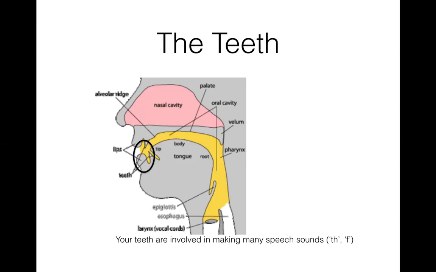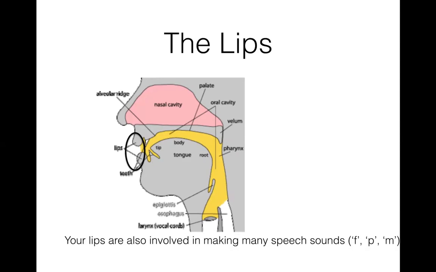And your lips, again, are involved in making certain speech sounds such as f, m, right? This is how we learn language. This is how we learn speech sounds. When you were a baby, you were constantly looking at people's mouths, right? Your mom, your caretaker, your dad, whoever it was. And then you see that, oh, okay, I can actually move my tongue and my lips and my teeth and get all these different sounds produced. So that's really how we began to learn language and speech sounds when we were a baby.